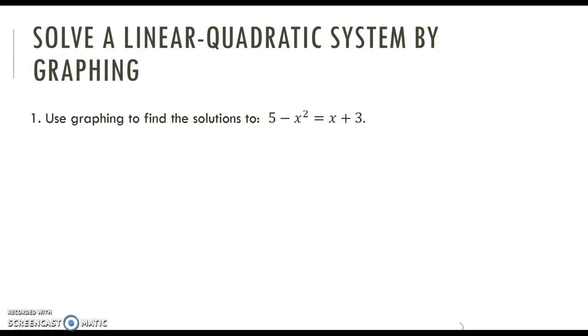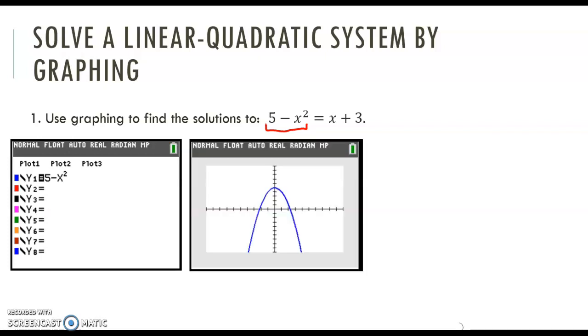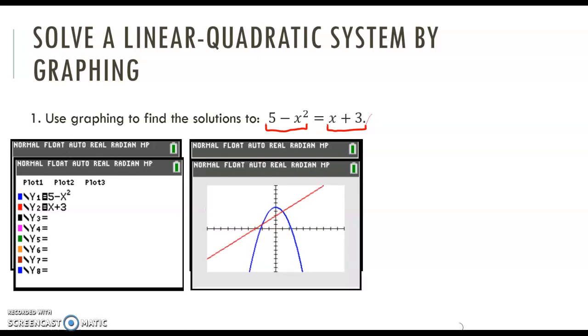Okay, so with your graphing calculator handy, I'm going to show you how to graph a linear and quadratic system on your calculator. The first thing you're going to do is graph the left-hand side of this equation. So you're going to use your graphing calculator to graph 5 minus x squared. And I hope you expected that to look like an upside-down parabola that's been shifted up 5. And then you're going to graph the line, so you'll graph x plus 3. I hope you're expecting that to have a y-intercept of 3 and a slope of 1. And there it is.